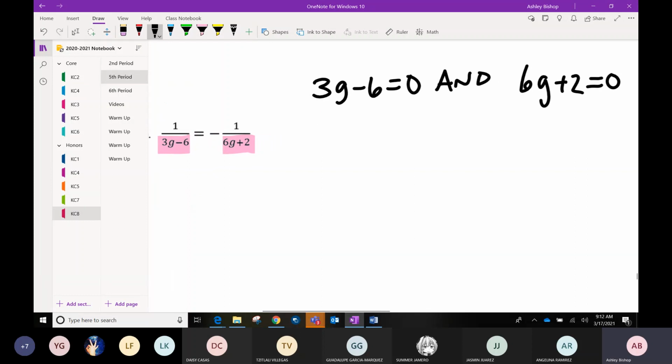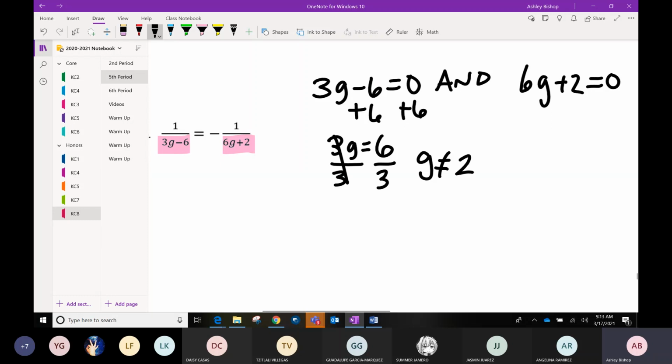So I have 3G minus 6 equals 0. I'm going to add 6 to both sides. 3G equals 6. To get G by itself, I'm going to divide by 3. Remember, we're solving for extraneous solutions here. We do not want G to equal 6 divided by 3, which is 2. So G cannot equal 2, because if it does, we'll have 0 in the denominator.